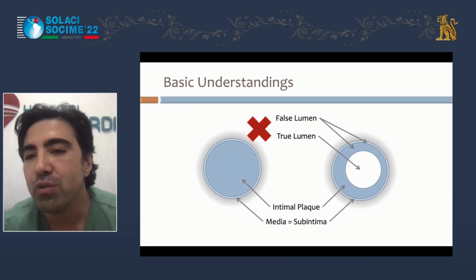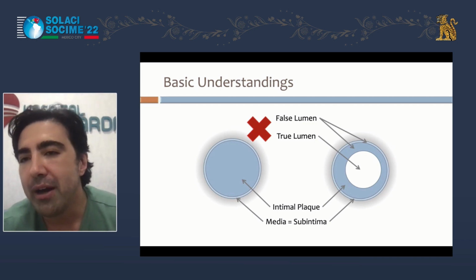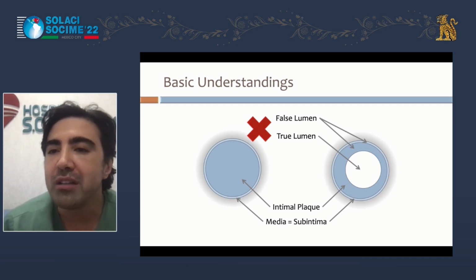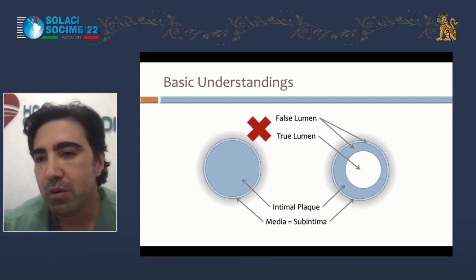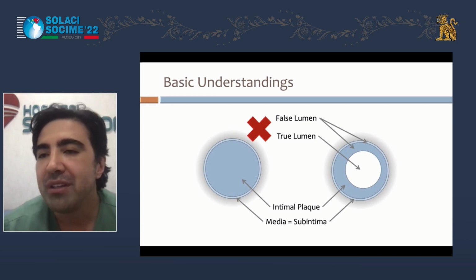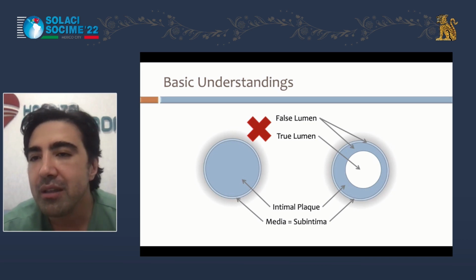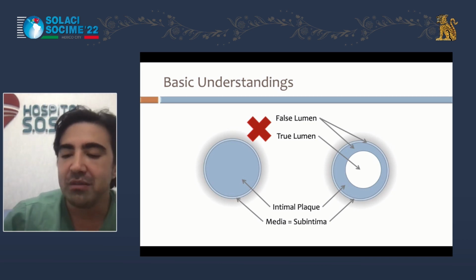For the new consensus written by Luis Ibarra, published in Circulation last year, what we used to call subadventitia or subintima space, we now call extra plaque. Everything that's not in the intimal plaque, that's in the media, is in the extra plaque that we used to call subintima. This is very important for understanding these basics.